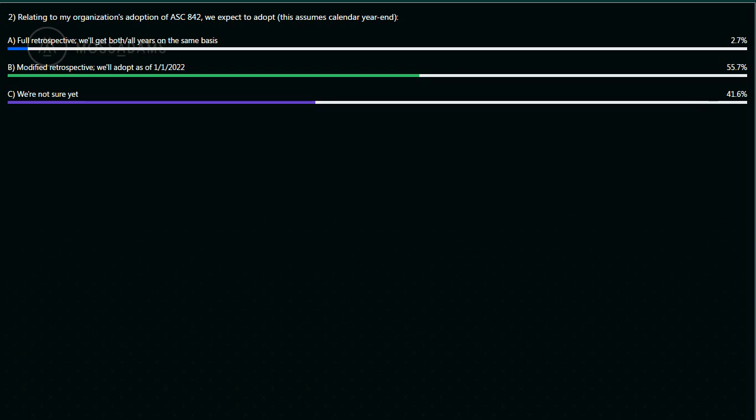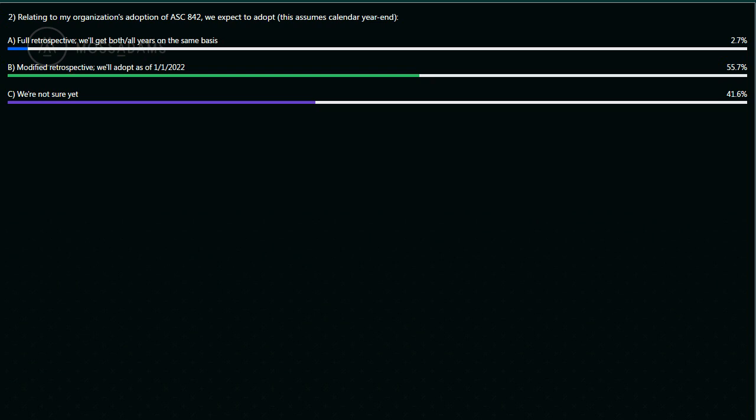There you go. So again, you see the modified retrospective far more common. It certainly requires less effort, I would say, or assume. There certainly could be reasons for the full retrospective, and it's just something to discuss. Again, getting a lot of folks across the organization involved in that.